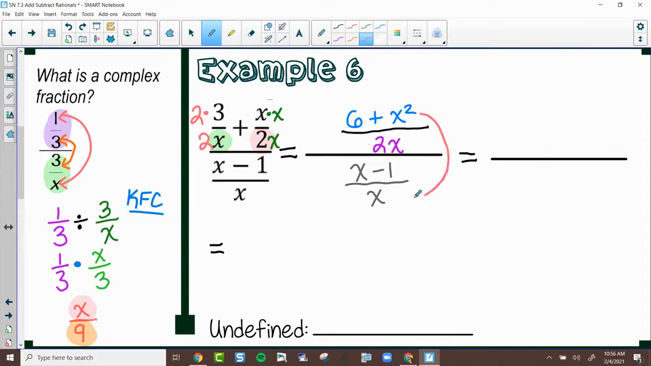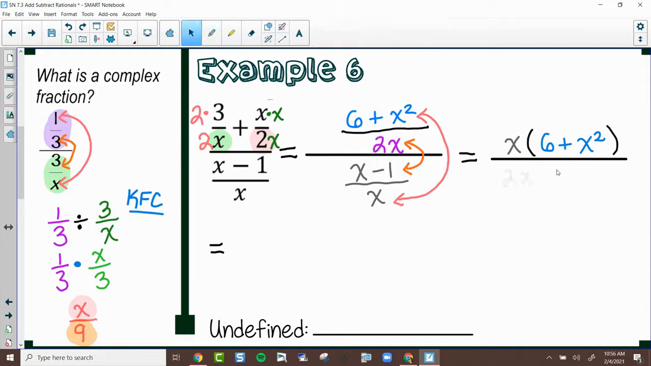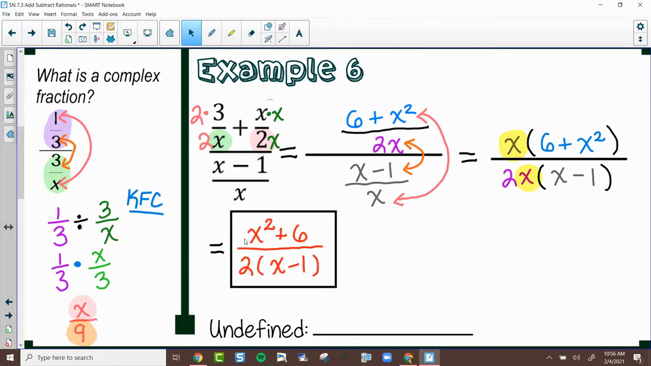So here's the outside in pink. So these are going to get multiplied just like they did on our example. So x times 6 plus x squared, and we're going to multiply it by the inside. So that's going to give me a 2x times x minus 1. Now, simplify what can get smaller. So, well, none of these pieces match except for here. I do have an x on top and on bottom, so those are going to get eliminated, which is just going to leave me with this. And you'll see I kind of put x squared first. That's just a preference, but it's not wrong if you leave it as 6 plus x squared.